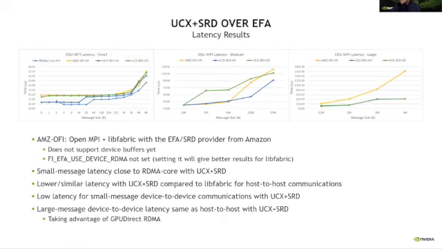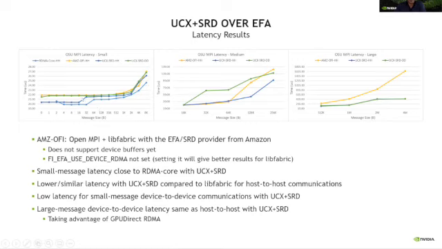Here are some performance results with UCX plus SRD. I'm showing OSU MPI latency results, again, across different message sizes for host-to-host and device-to-device communications, again comparing with RDMA core. And this time, I am also showing the results with OpenMPI plus libfabric with the EFA provider from Amazon. On the leftmost chart here, I'm showing results with the small messages.